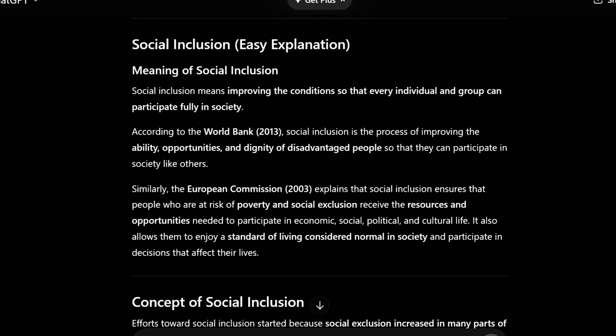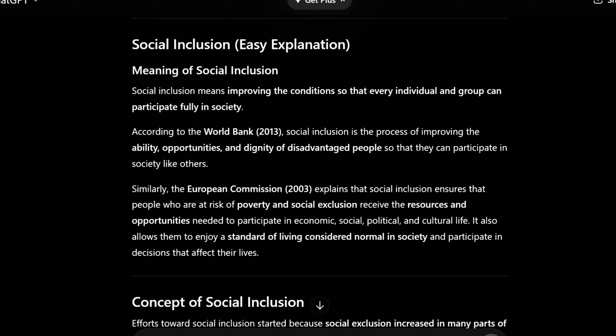Meaning of social inclusion. Social inclusion means improving the conditions so that every individual and group can participate fully in society. According to the World Bank 2013, social inclusion is the process of improving the ability, opportunities, and dignity of disadvantaged people so that they can participate in society like others.